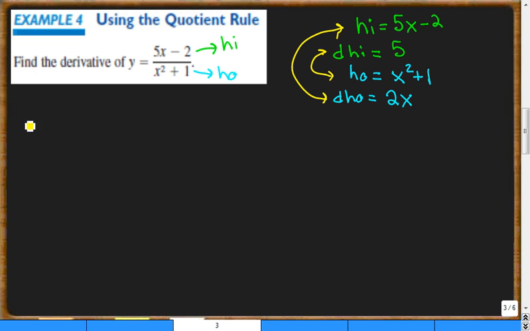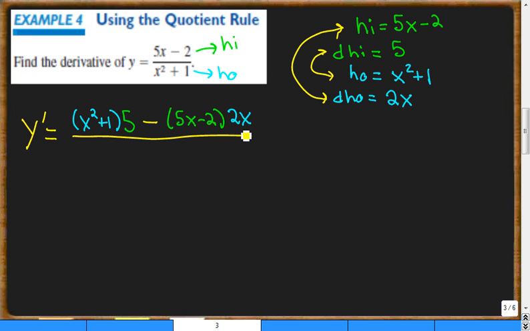So y prime is going to equal the following. It starts with ho, which is x squared plus 1, times d hi, which is 5. We then subtract the converse, which is going to be hi d ho. So we get 5x minus 2 times d ho, which is 2x. And we then divide by ho ho, which is x squared plus 1 squared.